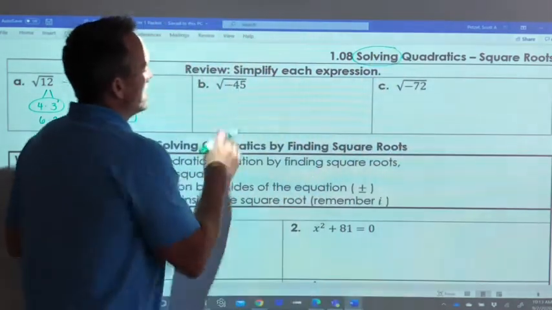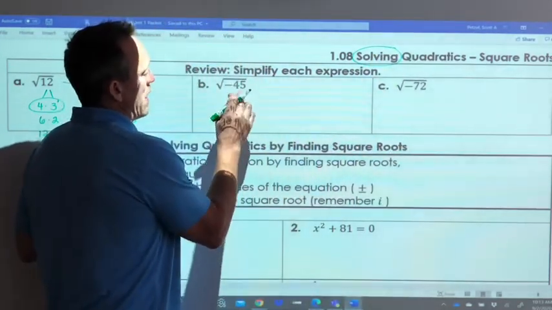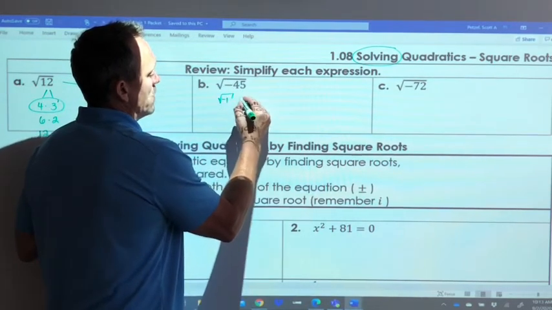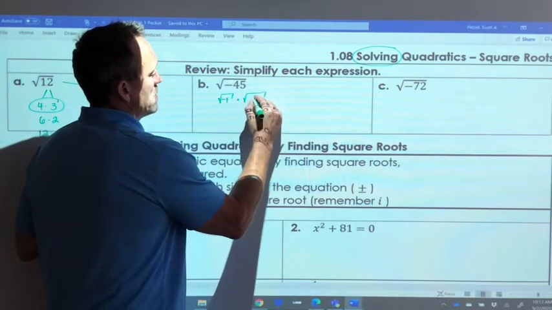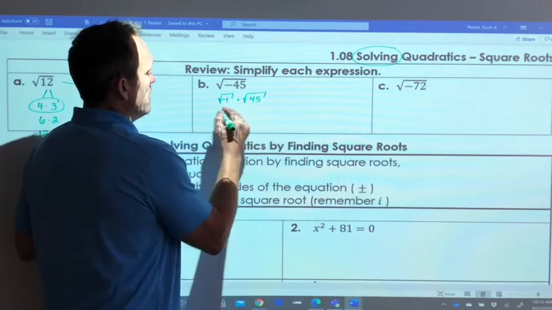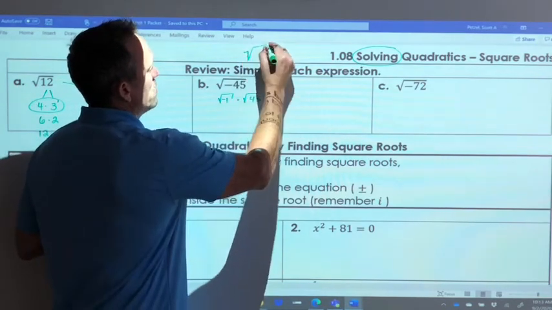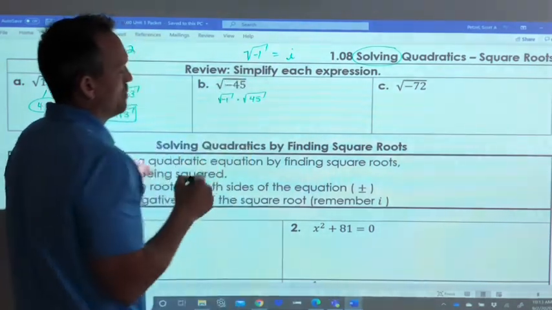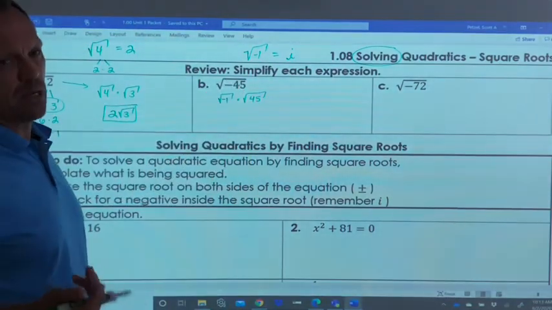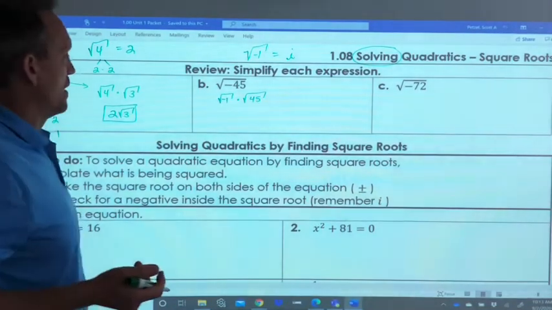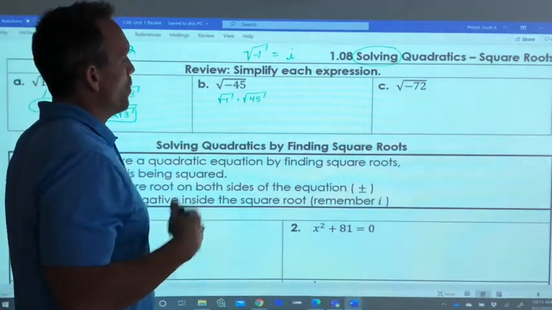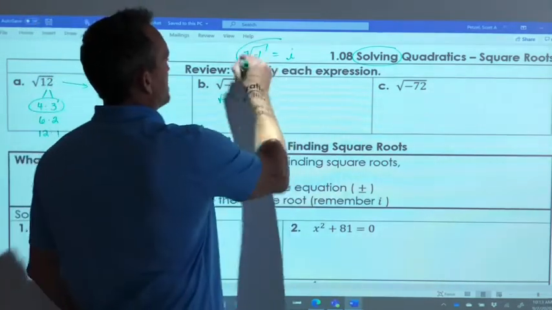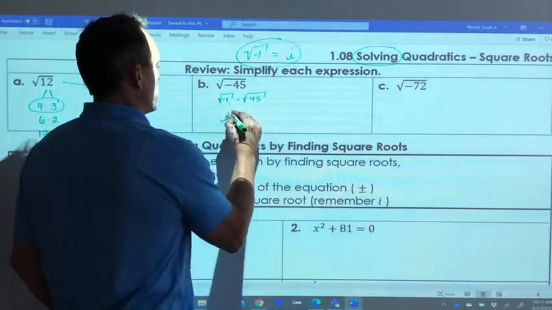All right, so here we've got the square root of negative 45. Before we can do that, we need to take the negative, the square root of negative 1, out. And we need to remember that the square root of negative 1 equals i. This is an imaginary number. If you put that in a calculator, you're going to get an error. So it can't work algebraically, it doesn't really make sense. So we have to take this out, if you will. So this is equal to i.